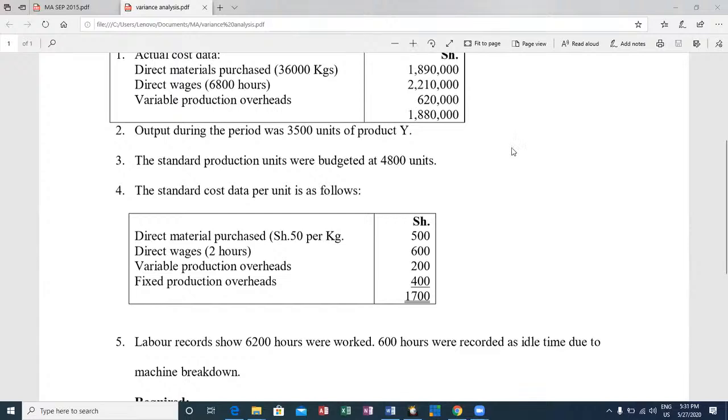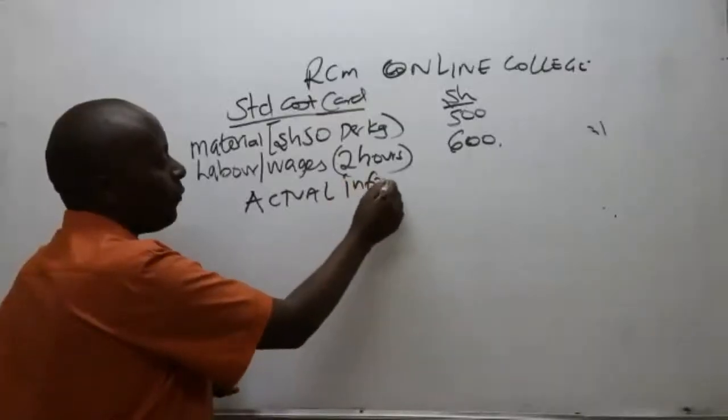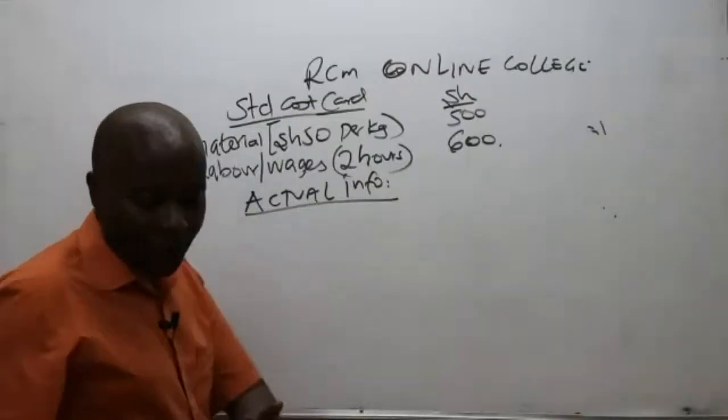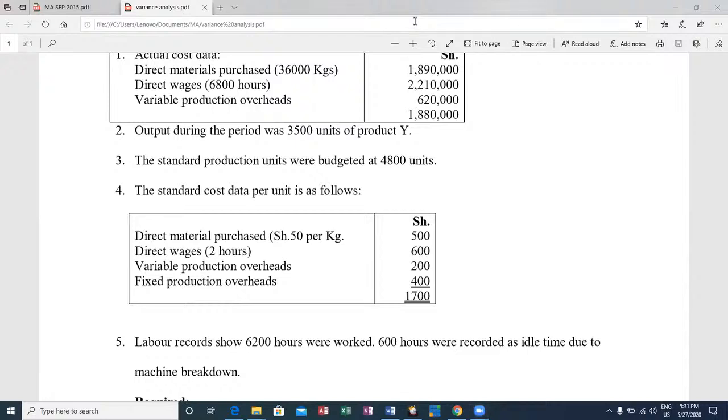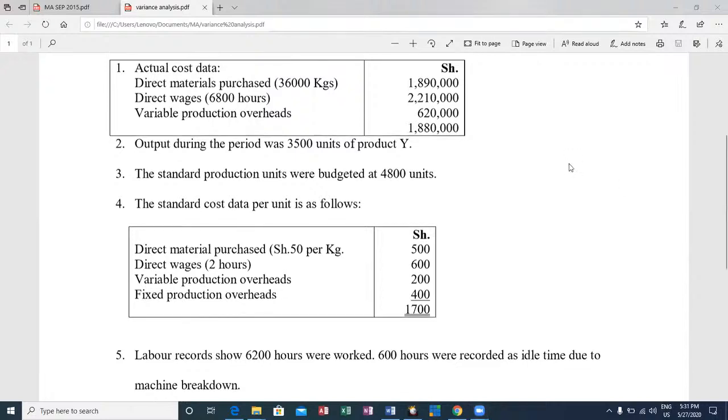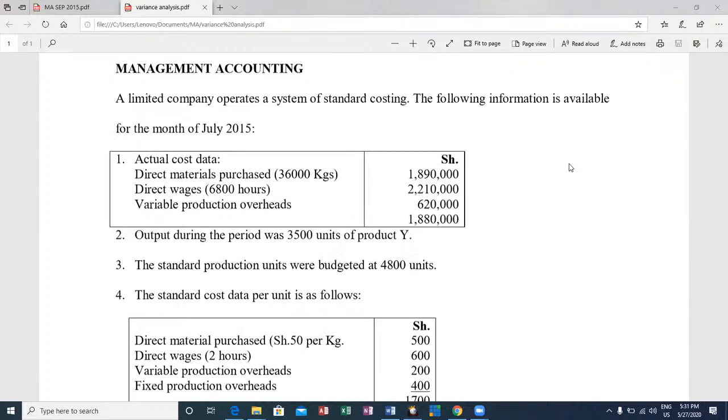The next thing, of course, for us to be able to measure variances, we need the actual information, and I only need 2 things in the actual information. If you look at the question, from note number 1, they have given us the materials which were purchased. They were 3,600 kilograms, giving us a total of 1,890,000 shillings.